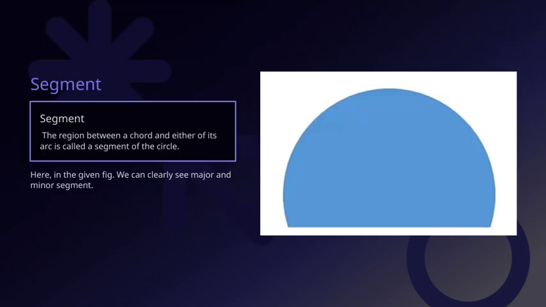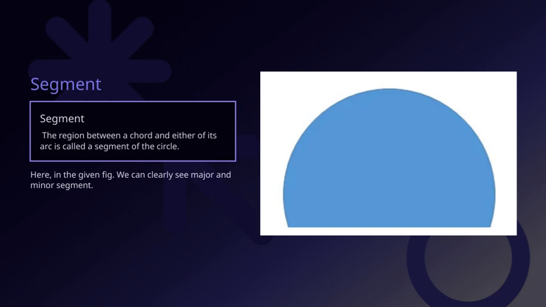In this slide, we can clearly see the major and minor segments of a circle. Now, what's interesting here is how these segments are formed. The region between a chord and either of its arcs is called a segment of the circle. Essentially, when you draw a chord, it creates 2 regions. One is the segment, which is this area between the chord and the arc it subtends, and the other part is the remaining area of the circle.